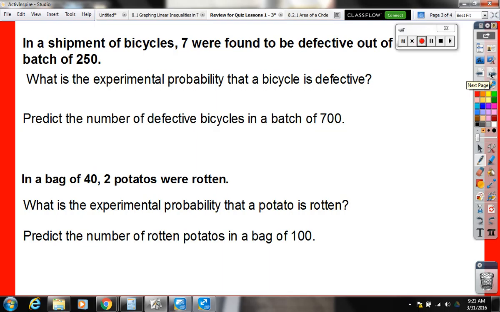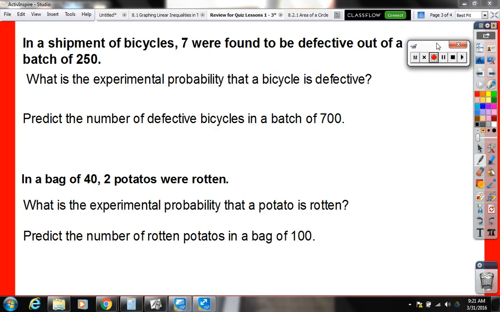In a shipment of bicycles, 7 were found to be defective out of a batch of 250. Oh boy. What is the experimental probability that a bicycle is defective? So if we have 7 defective out of 250, how would we write that as a probability? Ella? 7 out of 50. Good, 7 over 250.